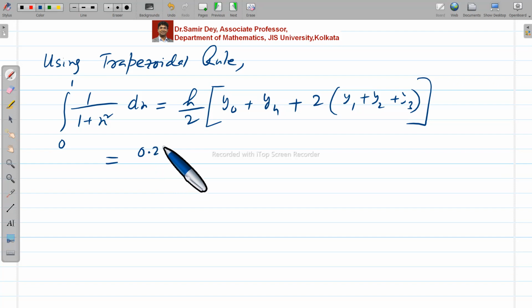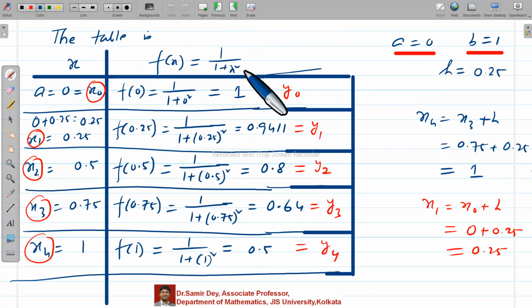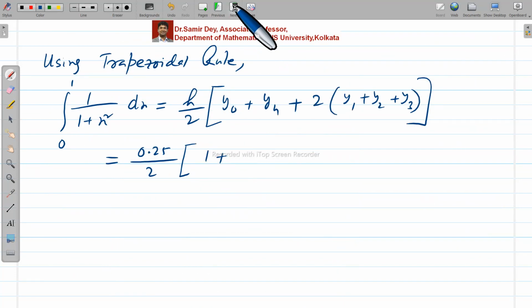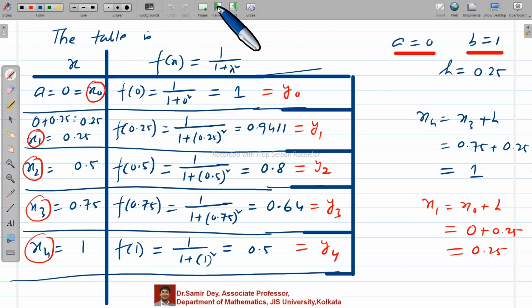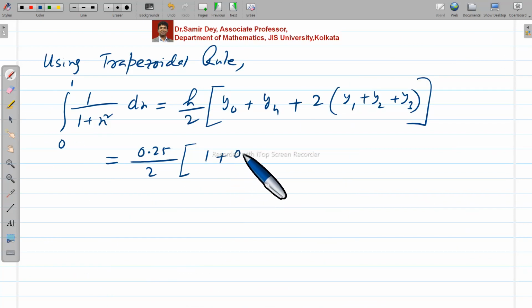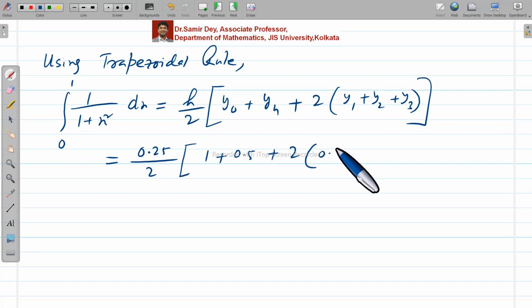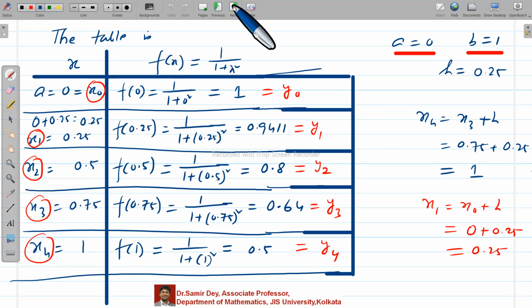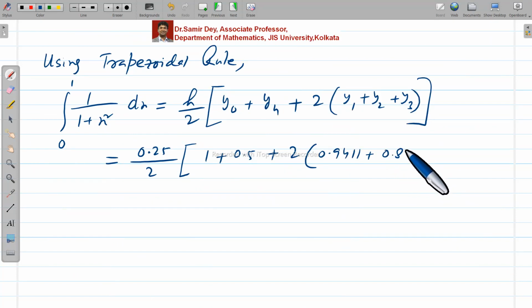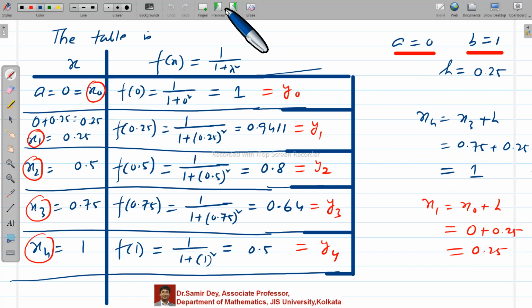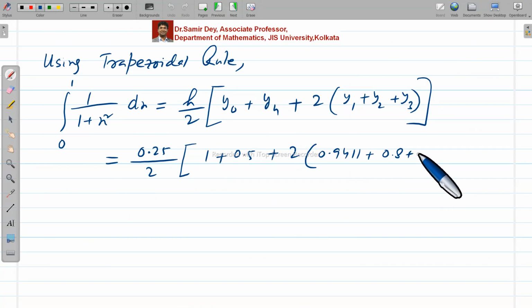Now you know what is your h. H is equals to 0.25 by 2. What is your y0? Y0 is equals to 1. What is your y4? Y4 is equals to 0.5, plus 2 into, what is your y1? Y1 is equals to 0.9411, plus what is your y2? 0.8. What is your y3? Y3 is equals to 0.64.